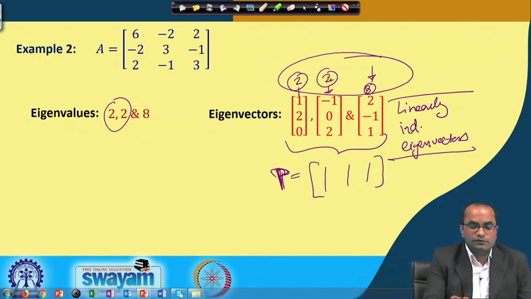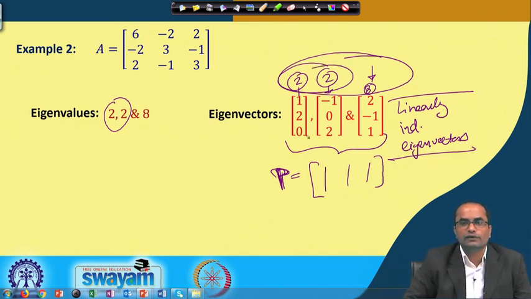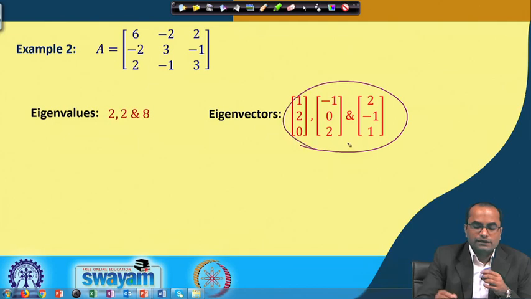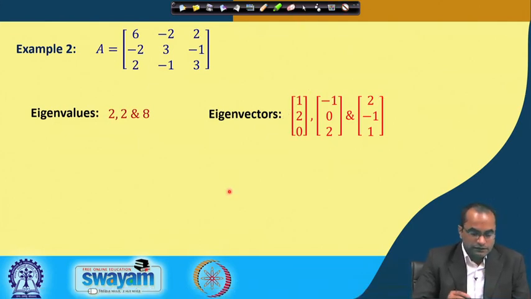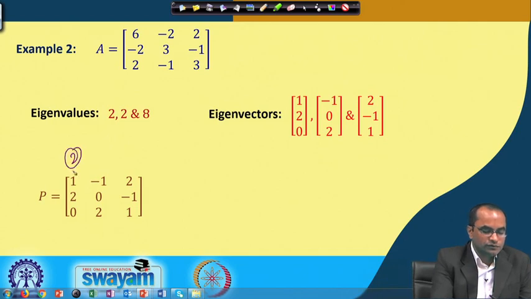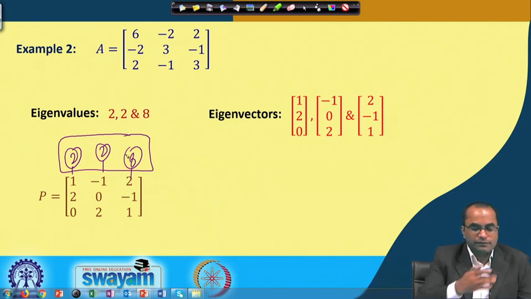Otherwise, for example, corresponding to 2, if it happens that we have only one eigenvector, then we cannot form this P. In other words, the matrix A is not diagonalizable in that case. So, here the matrix A is diagonalizable because we are getting 3 linearly independent eigenvectors, and in the model matrix P here we will place this 1 2 0 and 0 2, the first 2 columns, and corresponding to 8 we have this 2 minus 1 as the third column. So, this is corresponding to 2 the first column, this is also corresponding to 2, and this corresponds to 8 the third column. So, our order will remain exactly this one, and this will become the diagonal entries of the matrix P inverse A P.